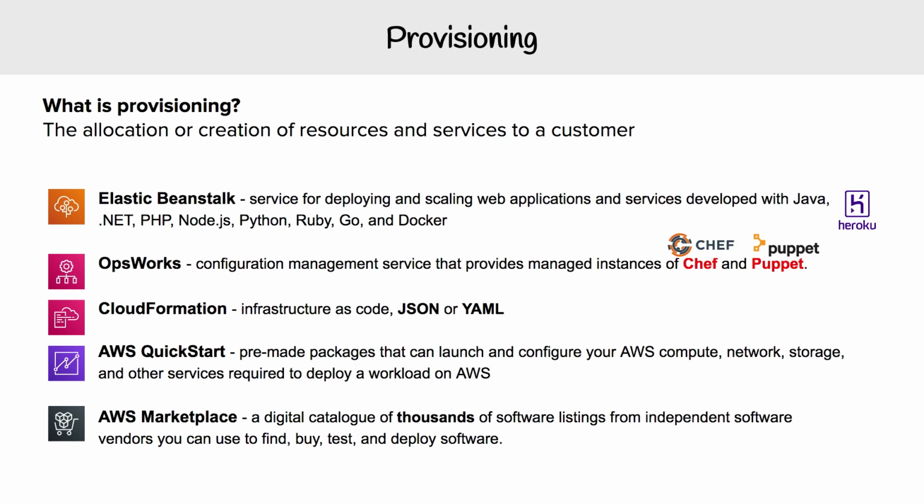Moving on to OpsWorks. OpsWorks is a configuration management service, and it's going to help you with the configuration of your instances using either Chef or Puppet. So those are just two different developer tools that you can use to programmatically set up a server. So for Chef, you're actually using Ruby. That's what it's written in.